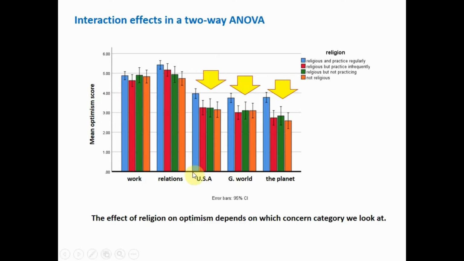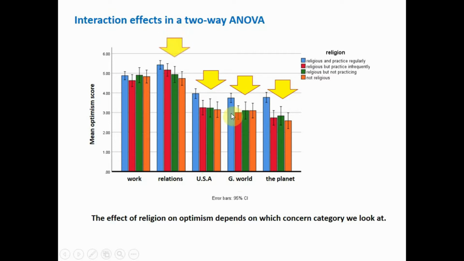Now let's look at the next group. For the USA question, do you see the pattern is more or less the same as what we saw for the global world and for the planet? When the patterns are the same, you see how we're moving from one level to the next, to the next? See how the pattern doesn't change? That's telling you there is no interaction effect. There's no combined effect of religiosity and concern category. The pattern here is the same as the pattern here as it is here. So we are seeing differences, but it's not called an interaction. Just because this group is higher than the other three doesn't mean there's an interaction. Remember, you have to look at patterns.